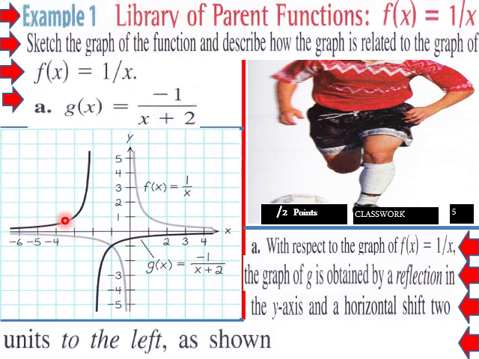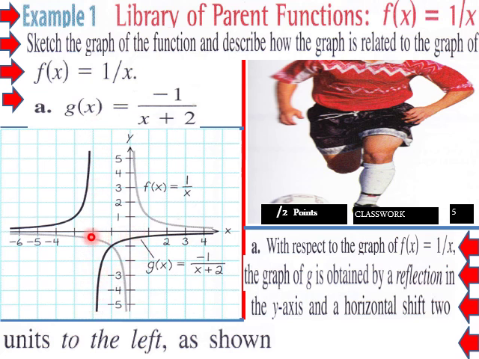And it's also over here as well. This is part of g of x equals negative 1 over x plus 2. It's this side over here, and then it's this side over here. And it's shifted to the left because of this down here. Your zeros down here would be x equals negative 2, which would be your vertical asymptote here.